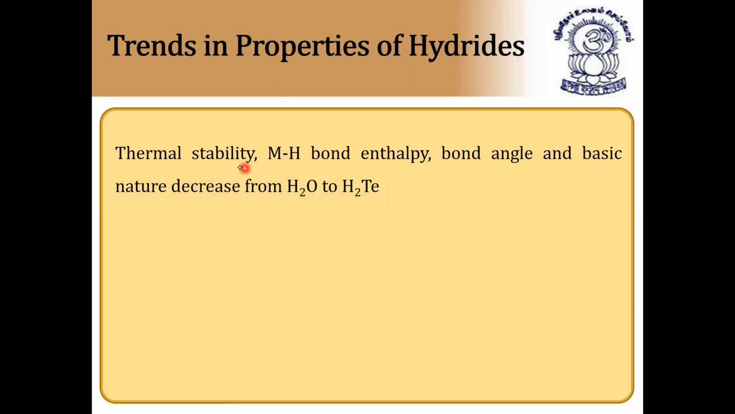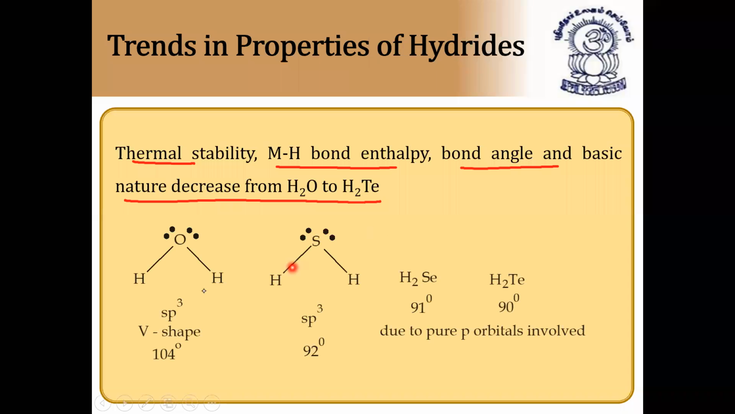Thermal stability, MH bond enthalpy, bond angle and basic nature decrease from water to hydrogen telluride. Very, very important. So the shape of water is V shape. It is undergoing sp3 hybridization. All the hydrides will undergo sp3 hybridization, but the shapes are different.